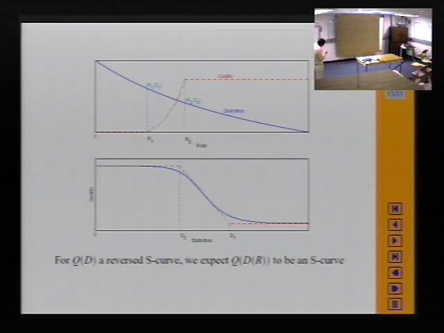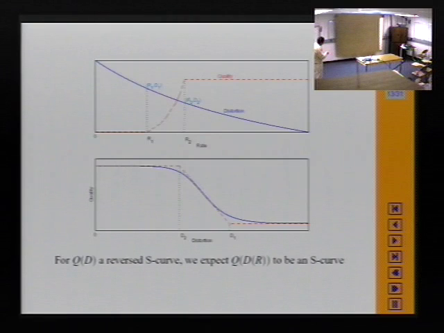So the QR function corresponding to the approximation starts like this. It starts flat at 0. From 0 to R1, if the rate is small, the distortion is higher than D1, that means the quality is 0. So that part is not controversial.